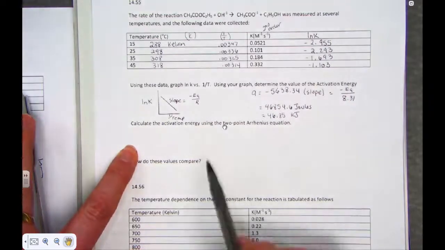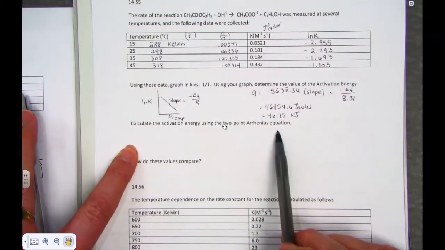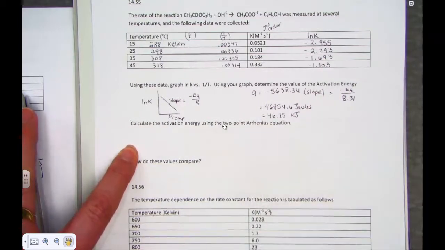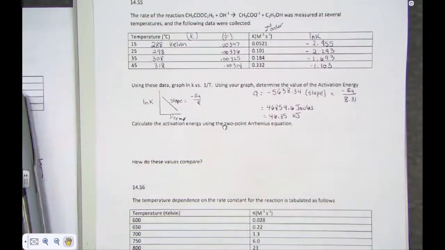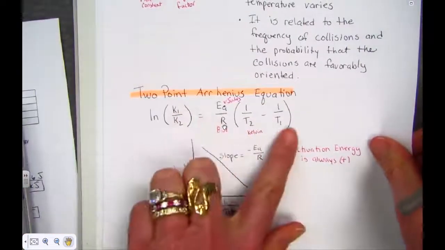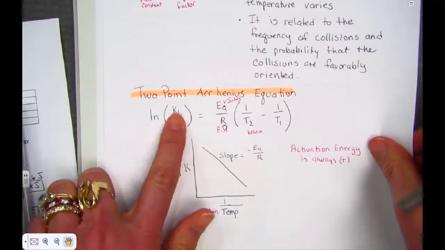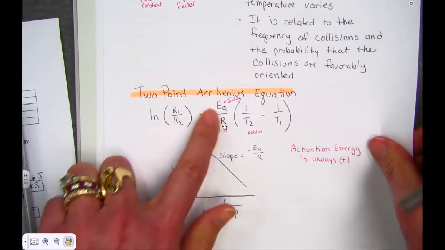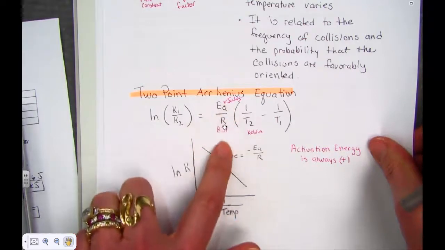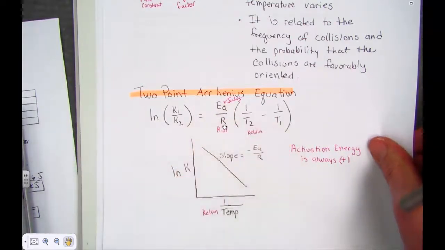What if we were asked to calculate the activation energy from the two-point Arrhenius equation? So instead of generating lists into the data table, we're able to use our equation page where we're asked to use this particular setup: the natural log of K1 over K2 set equal to EA, which must be in joules, over R times the difference of 1 over T2 minus 1 over T1, as reciprocals. So let's plug that out.